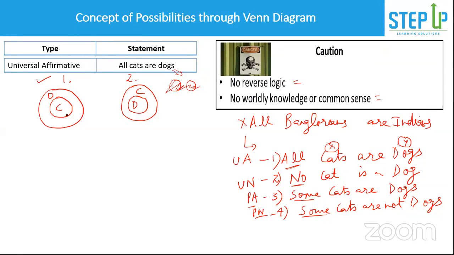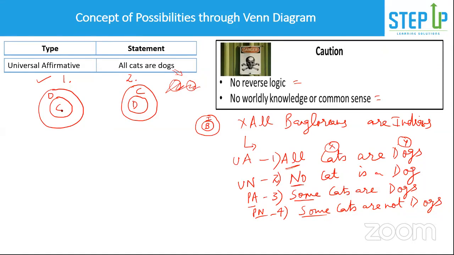See guys, if you get confused, imagine the same statement: all Bangaloreans are Indians. Which circle will be bigger, Indian or Bangalorean? When I say all the Bangaloreans are Indians, in the superset of Indians, Bangaloreans will come. Would you agree with me? But don't extend this logic too much, this is just to explain. All cats are dogs, meaning this is a possibility.